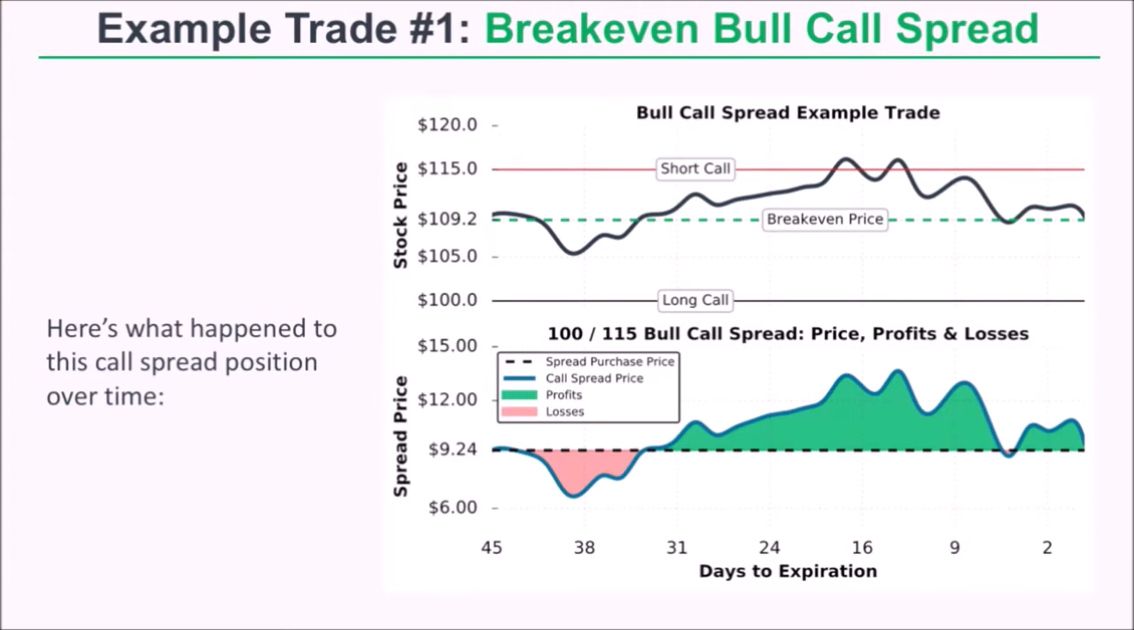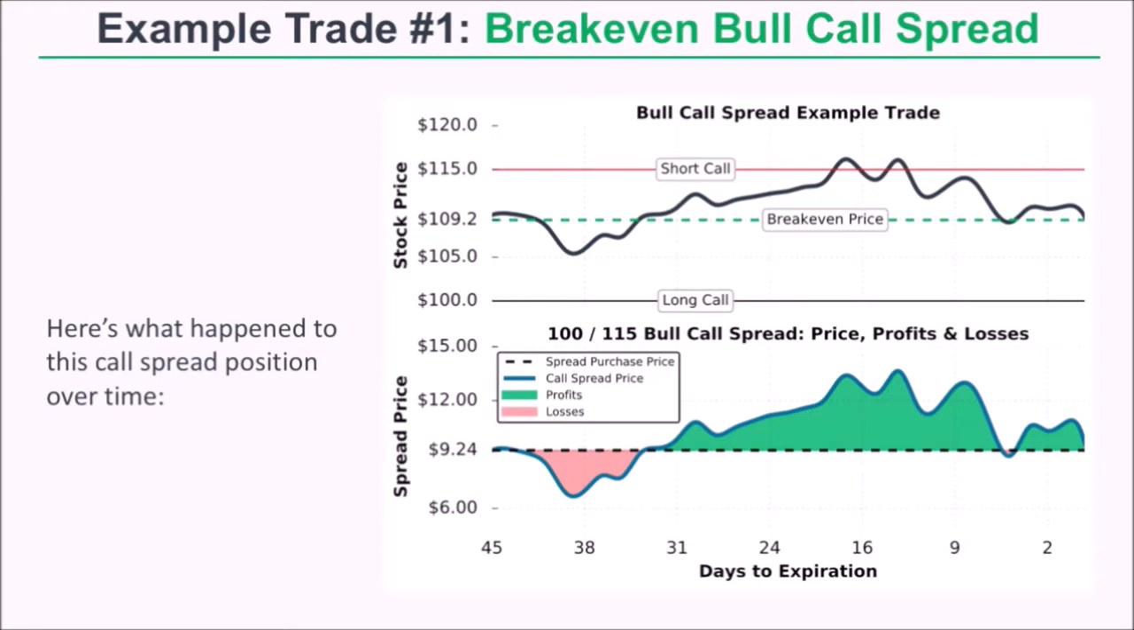Now at expiration, the stock price was trading right around the break-even price of $109.24. And as such, the long call spread that we purchased was worth right around $9.24. Now that's because the 115 short call actually expires worthless, but the long call with the strike price of 100 is trading right around $9.24. So since the net value of that spread is $9.24 and that's the price we purchased it for, this spread actually broke even. So this is just an example of a break-even long call spread.